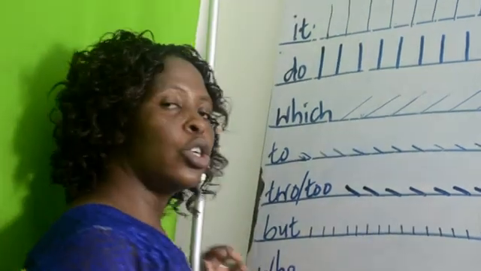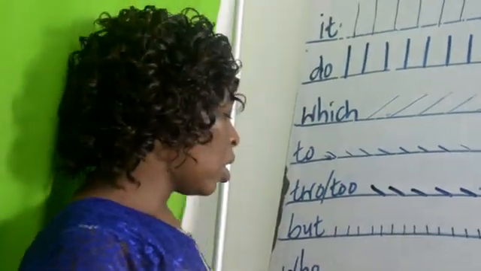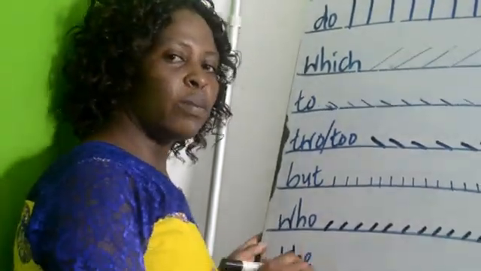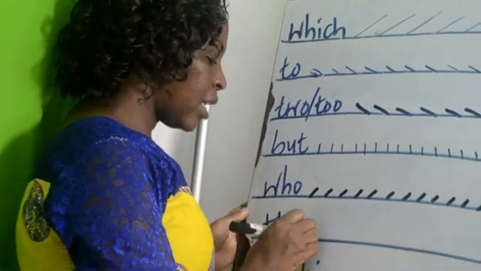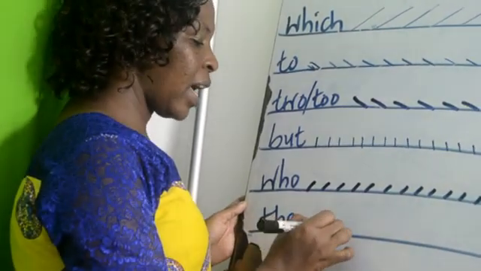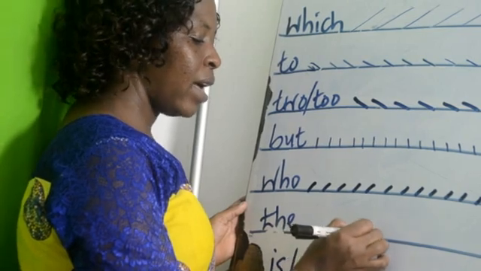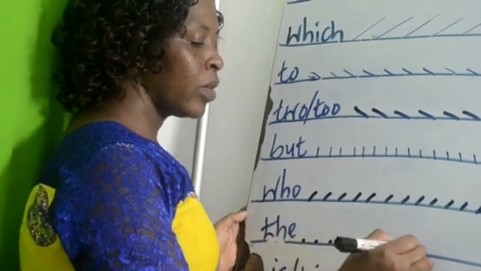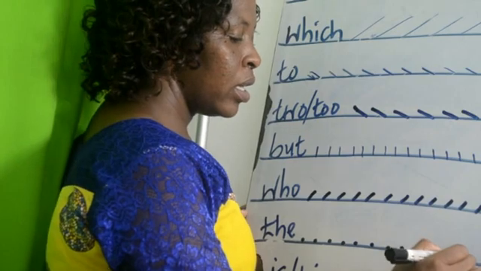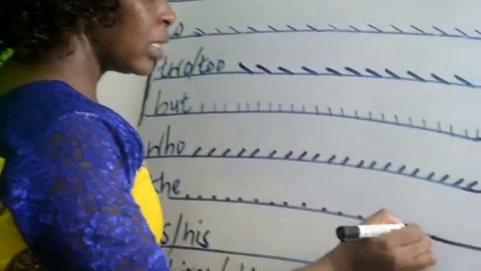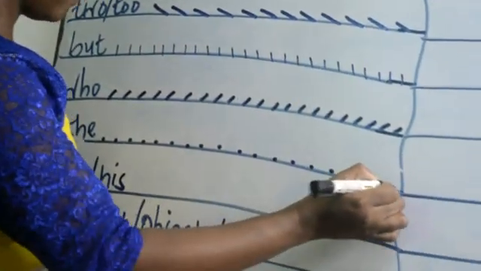Then we have the short form the. Short form the is represented by a dot, just a heavy dot on the line. This is short form the. Increase your speed as you drill as many times as you can.